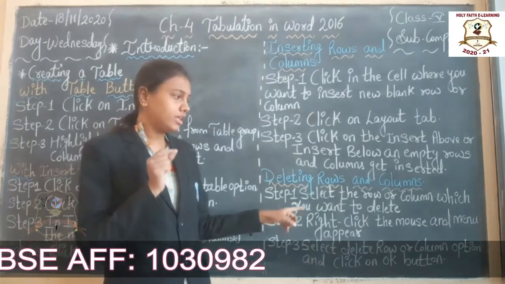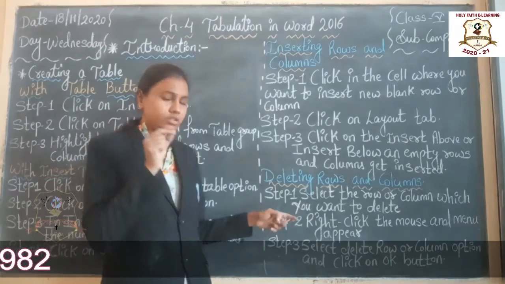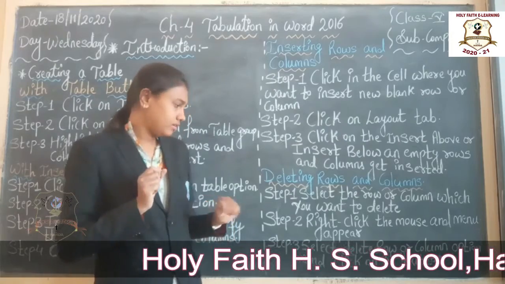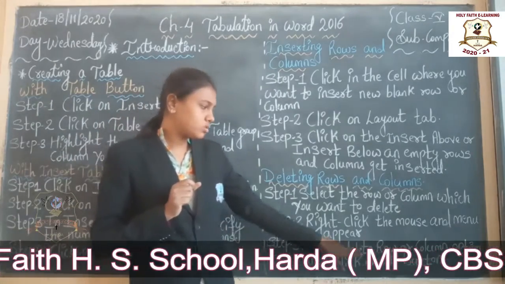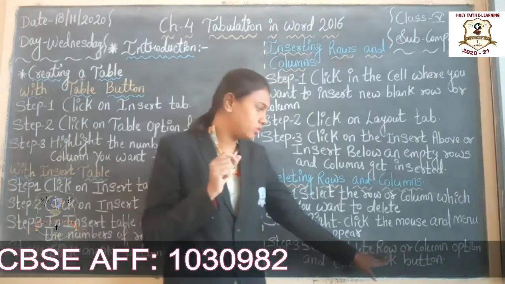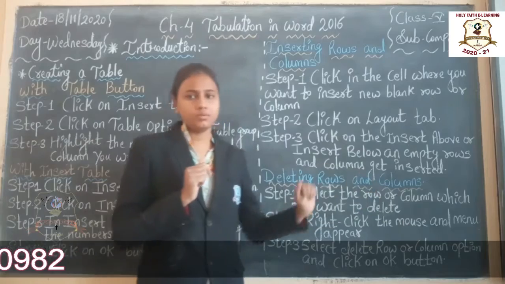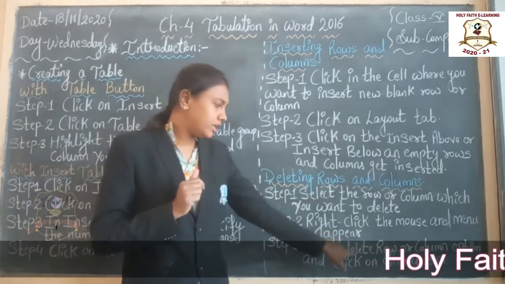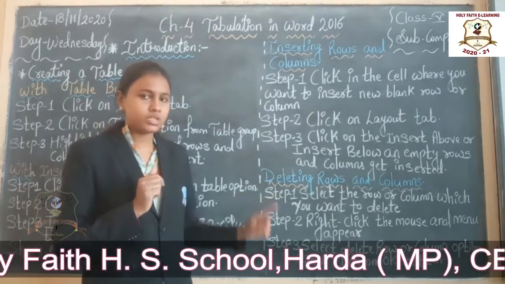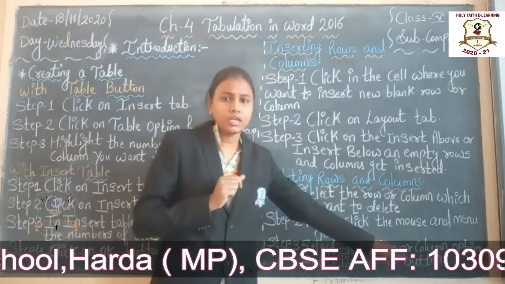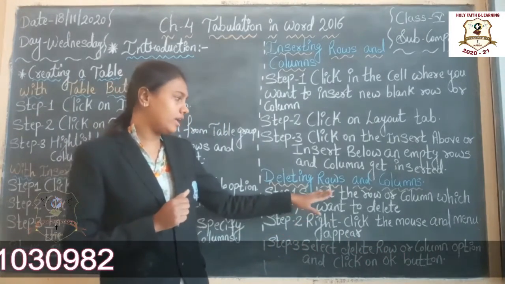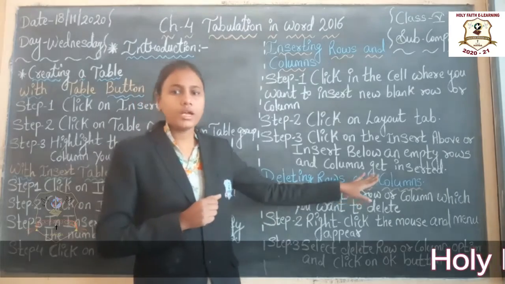You have to right click the mouse. When you right click on the mouse, a menu will appear. Then in the third step, select the rows or column option. In that menu, one option will be there of deleting rows or column. You have to select the delete row or column option. When you select it, you have to click on the OK button, and in the last you have to click on the OK button. In this way you can delete your rows and columns.